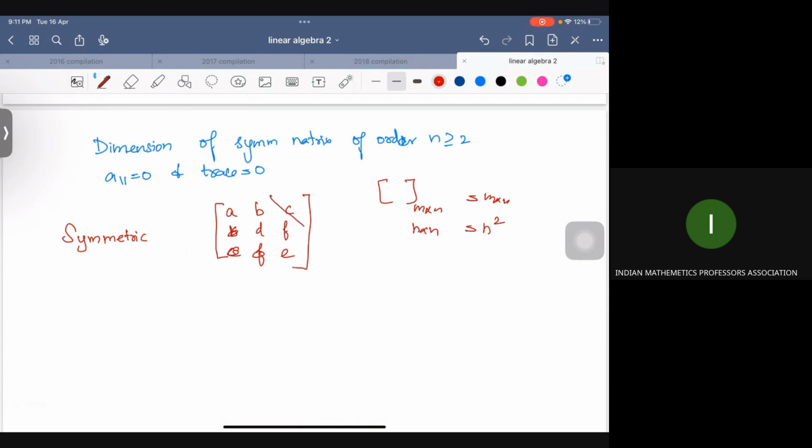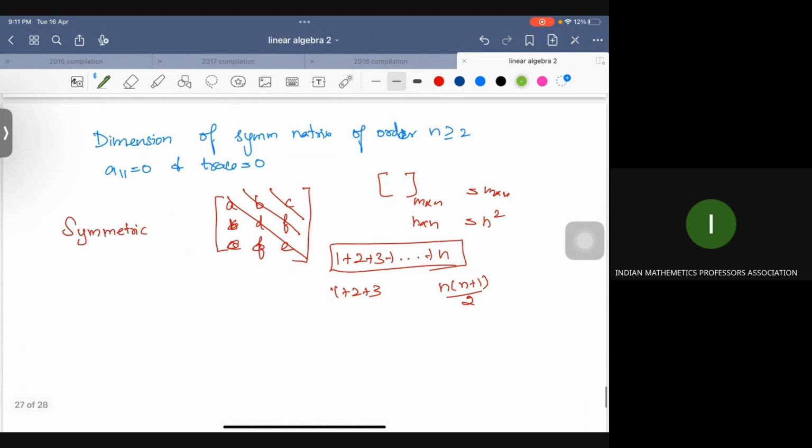The number of elements is 1 plus 2 plus up to n. If it is a 4 by 4 matrix or 5 by 5 matrix, it is 1 plus 2 plus 3 plus up to n. In general, for a matrix of order n, the sum of the first n numbers is n into n plus 1 by 2. So the dimension of a symmetric matrix is n into n plus 1 by 2.